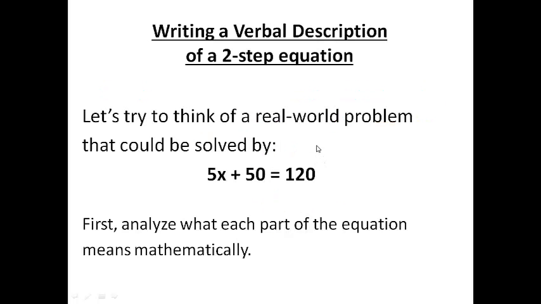Okay, next we're going to write a verbal description of a two-step equation. I'm going to give you the equation, and then we're going to try to figure out a real-world problem that would go with it. So 5x plus 50 equals 120. First, we're going to analyze what each part of the equation means mathematically.